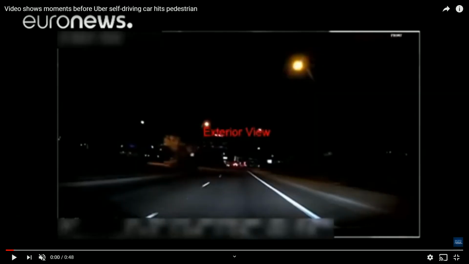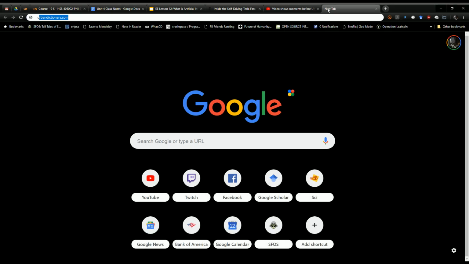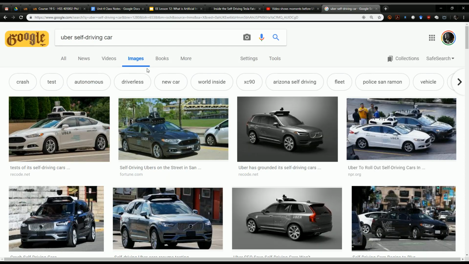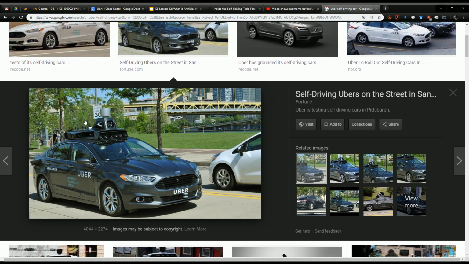But here's an interesting question: why didn't the car catch it? Actually, let me show you one of these Uber cars. Unlike the Tesla vehicles, which only use the sonar and radar sensors built into the front, the Uber self-driving cars have the whole LiDAR package on top. This is a laser range detection. It's really expensive. This top mount thing costs at least $10,000, probably more than that.